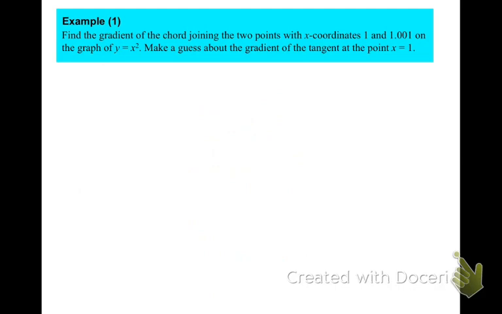Okay, so let's look at another example. We're going to find the gradient of a chord joining two points between 1 and 1.001. We're going to try and find the gradient, or make a guess about what that's going to be at the exact point of x equals 1.